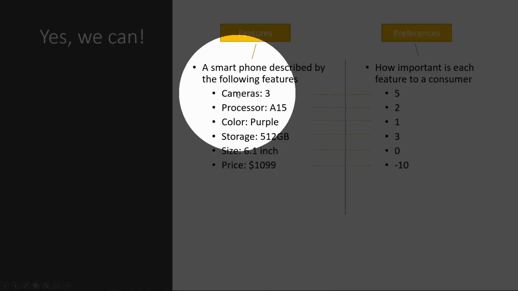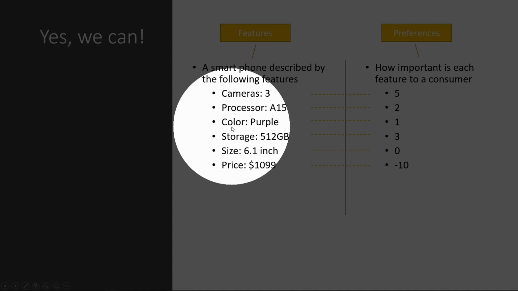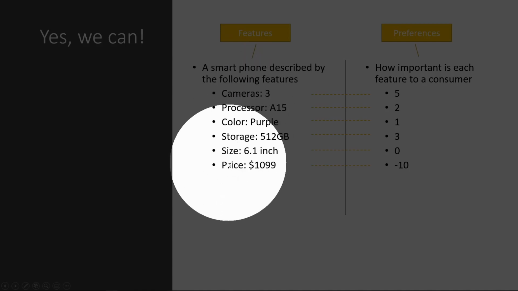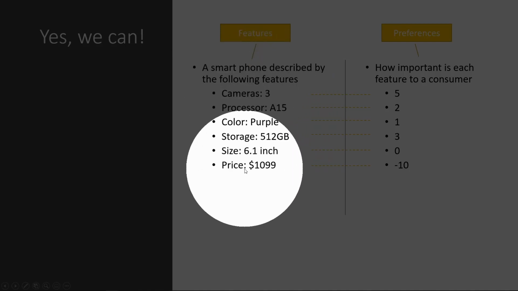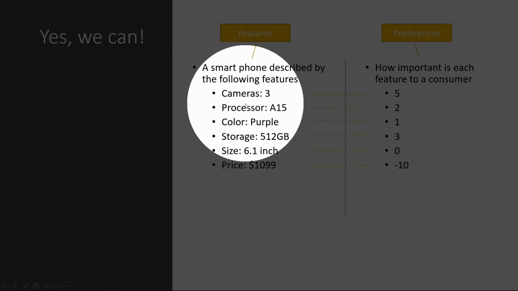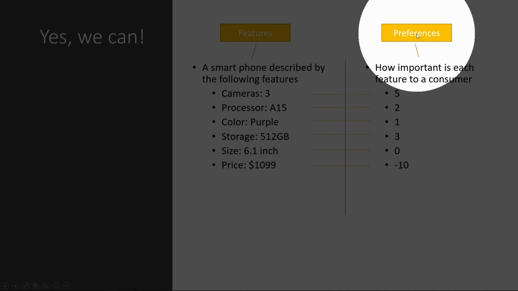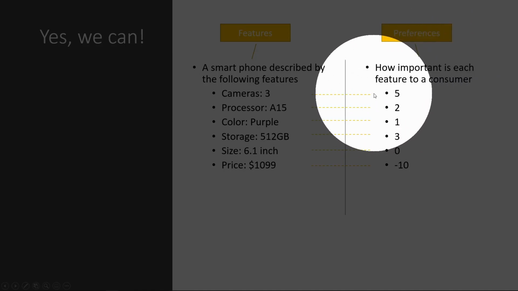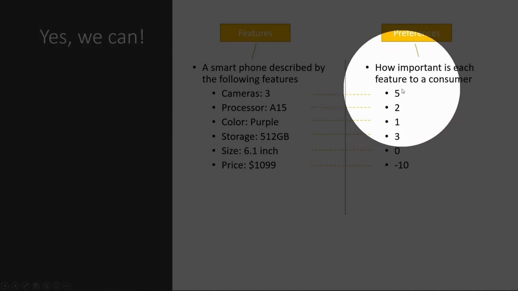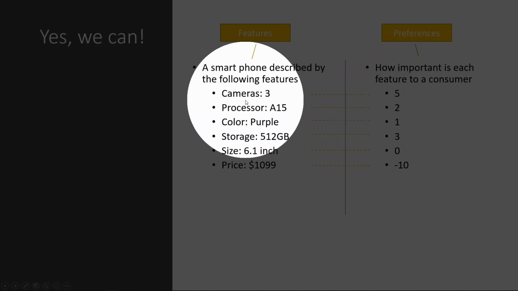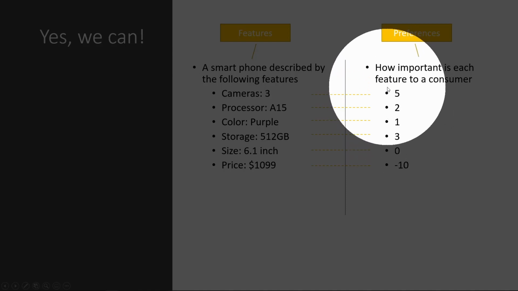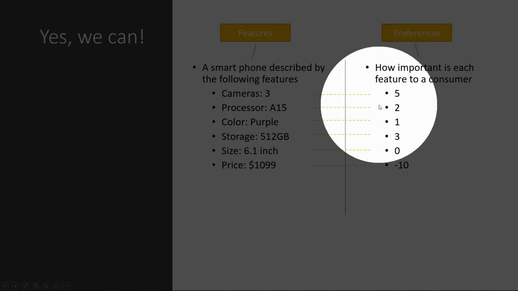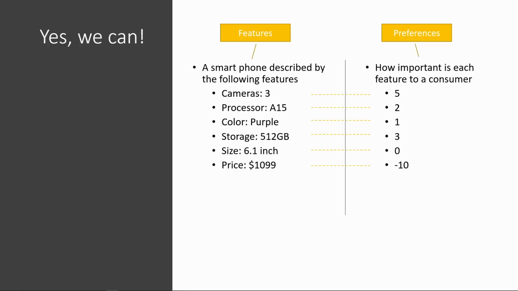So the features are number of cameras, the processor, the color, the storage, the size, and the price. So for each one of these features, I have specified what value they take. So this is the specification of a smartphone. On the preferences of consumers, we know how important each feature is to a consumer. Let's say the importance of cameras is 5 and processor is 2, etc. And the relative value of these importance would tell us how important each feature is.